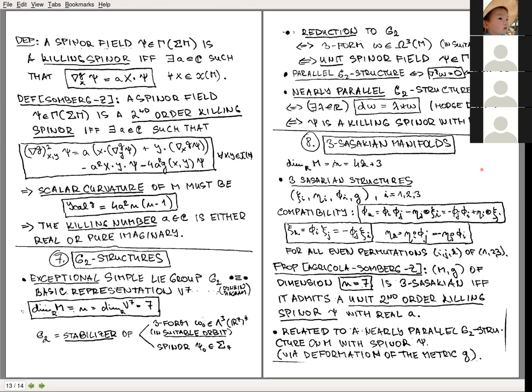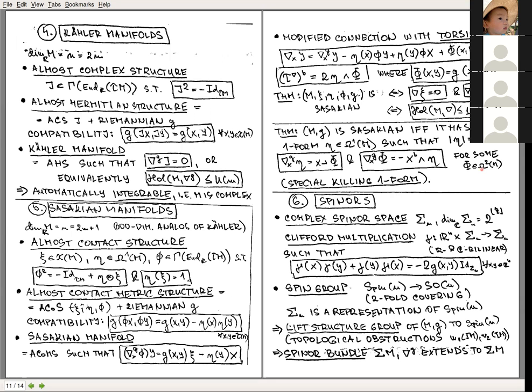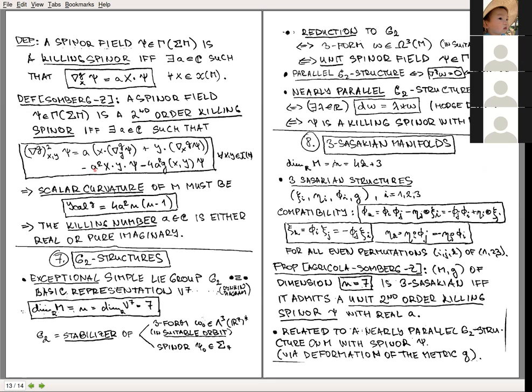Actually, in this last slide, I want to understand a bit this second order spinor. This second order Killing spinor. First, what is the motivation behind this equation? How do you arrive at this equation? And second, Killing spinors are already eigenspinors of the Dirac operator with eigenvalue minus n. So what is this second order Killing spinor relative to the Dirac operator?